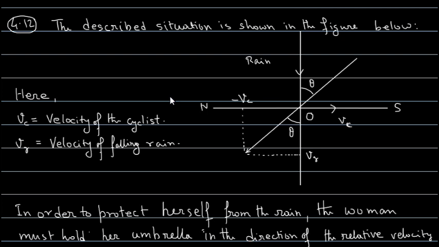So the described situation is shown in the figure. Here Vc is the velocity of the cyclist. So this is the north and south direction. The cyclist is moving from north to south, so Vc is the velocity of the cyclist. Again, Vr is the velocity of the rain.